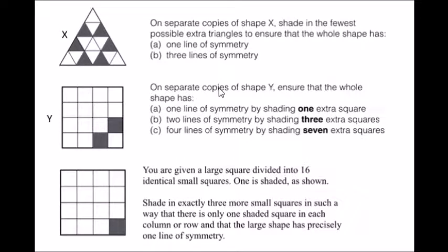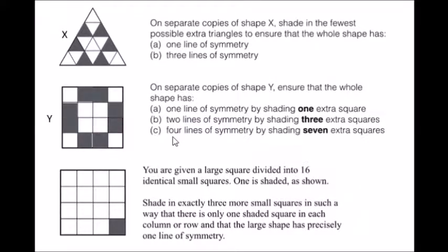this for diagonal from top left to bottom right. For two lines of symmetry, by shading three extra squares, we could have had this for a horizontal line, or this for horizontal and vertical line of symmetry, and this for diagonal lines of symmetry from top left to bottom right and top right to bottom left. For four lines of symmetry, it needs all four, both diagonals, horizontal and vertical.